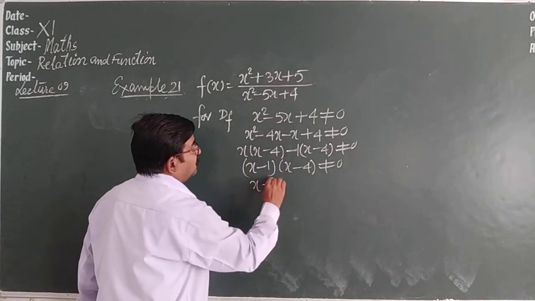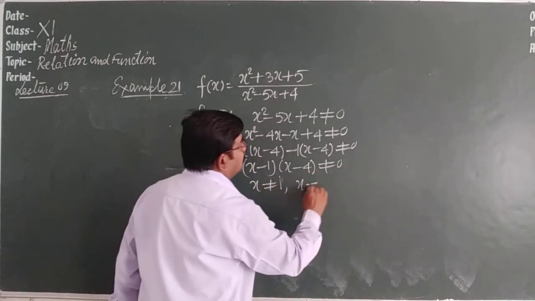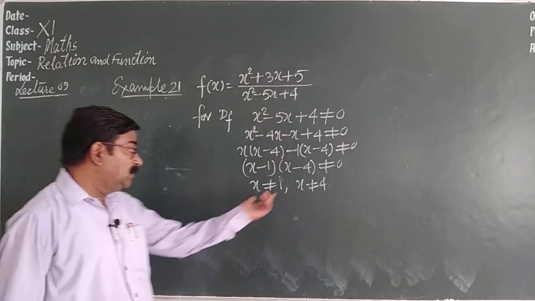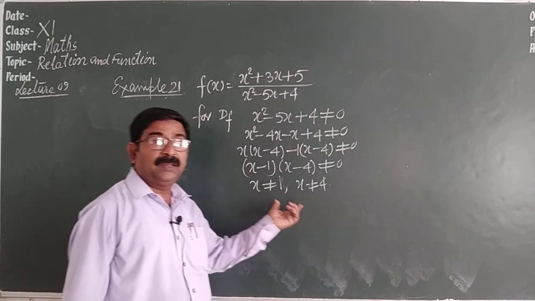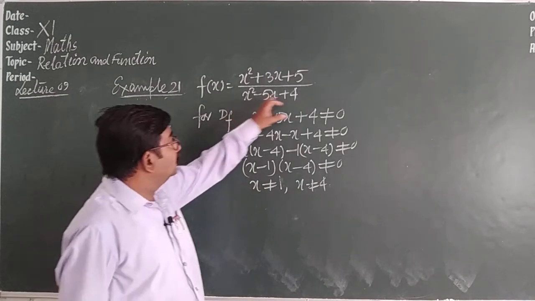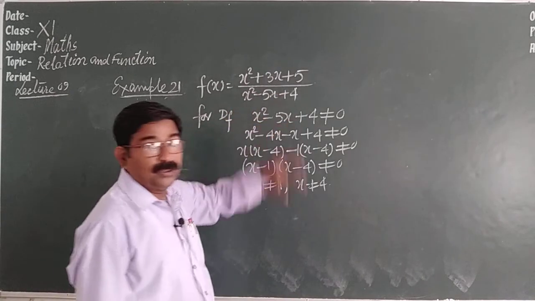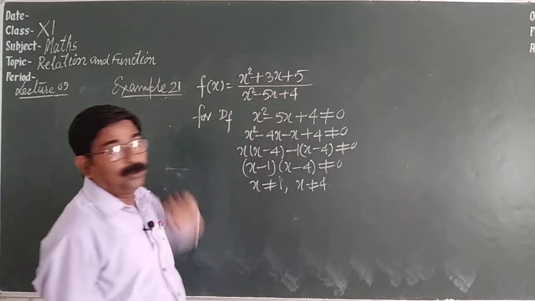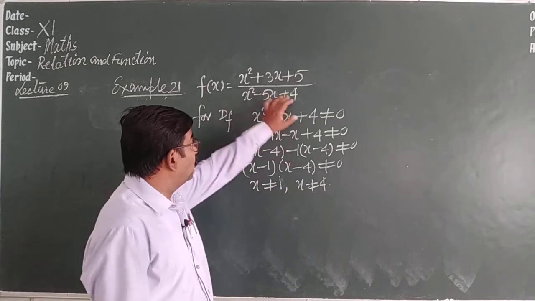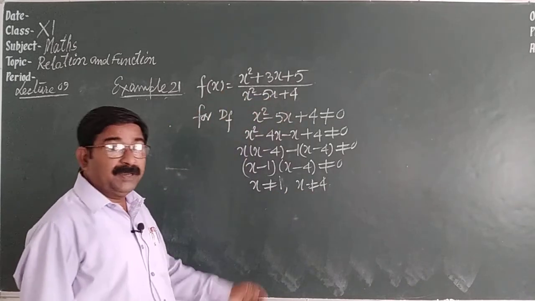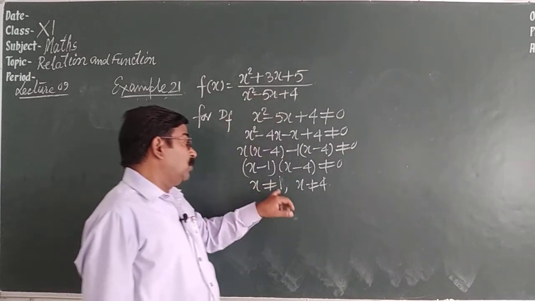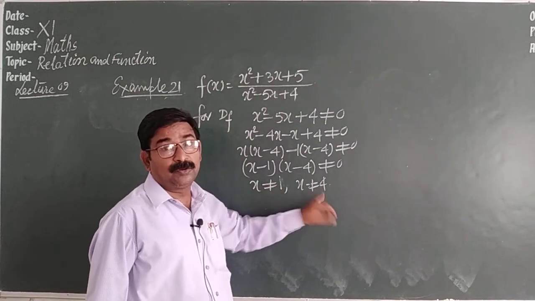Means x is not equal to 1, x is not equal to 4. These two values will make the quadratic equation 0. If you put x is equal to 1, it becomes 0. If you put x is equal to 4, it becomes 0. It means it should not be 0. Then what will happen? We will not put x is equal to 1 and x is equal to 4.